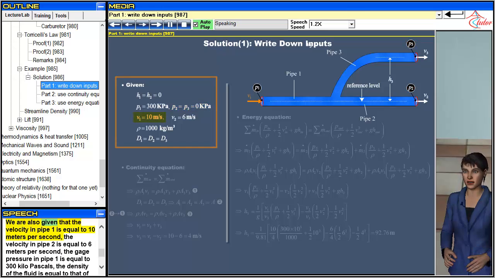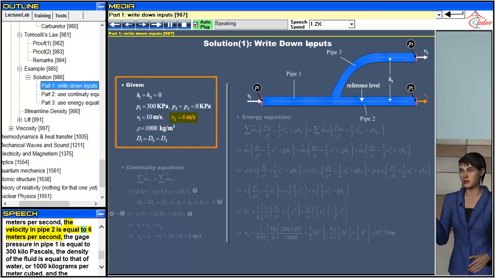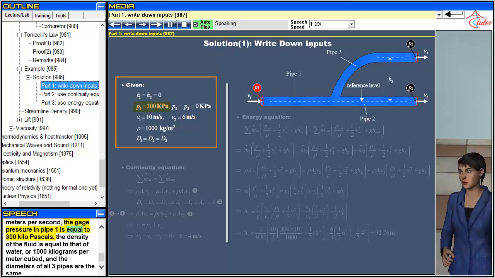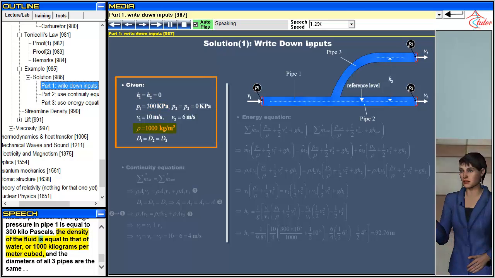We are also given that the velocity in pipe 1 is equal to 10 meters per second. The velocity in pipe 2 is equal to 6 meters per second. The gauge pressure in pipe 1 is equal to 300 kilopascals. The density of the fluid is equal to that of water, or 1000 kilograms per meter cubed. And the diameters of all three pipes are the same.